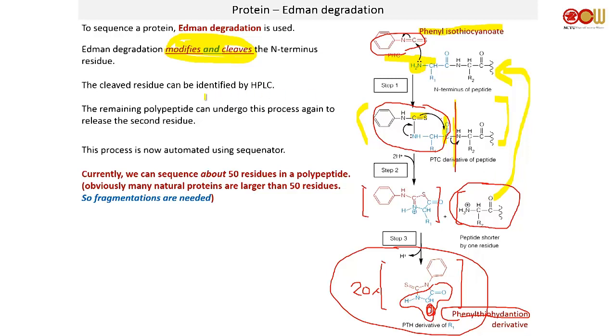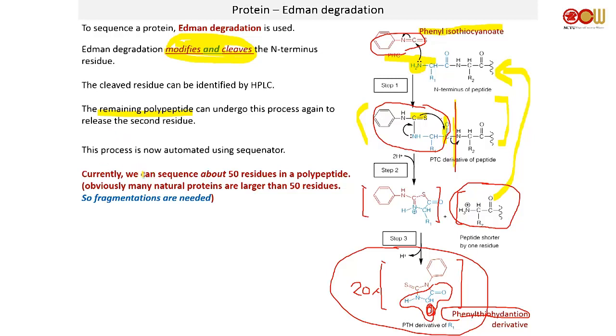Okay? So what happens is that the remaining polypeptide can undergo this process again to release the second residue, and then the third residue, and then the fourth residue. Okay? Every time you go through this process, you eliminate one residue. Now, this is a commercialized process. If you have a protein that you're studying, you want to know the N-terminus sequence, you can actually send your protein to a company and then they can do this for you.